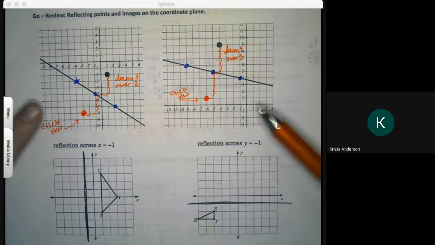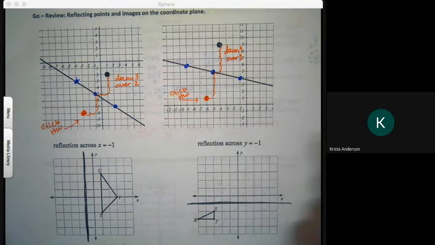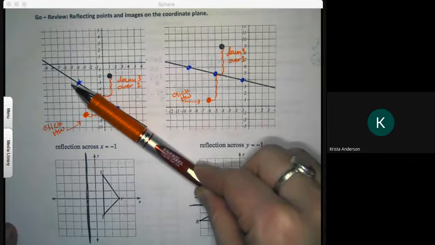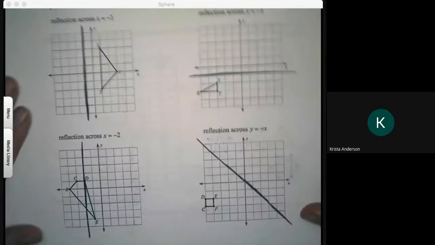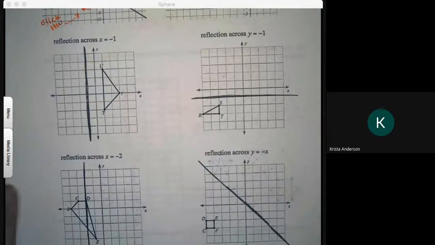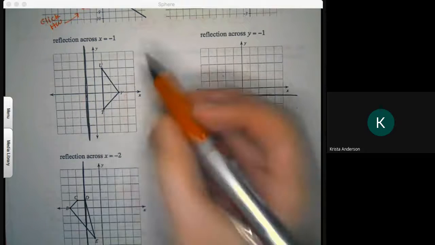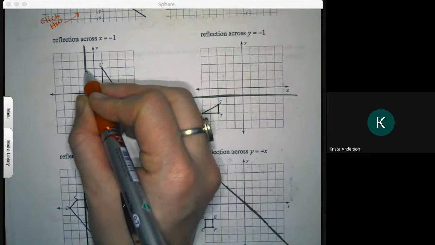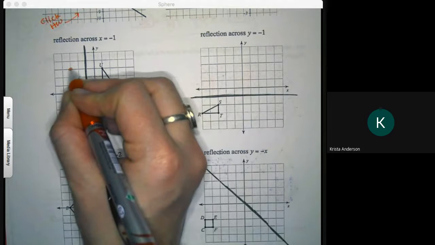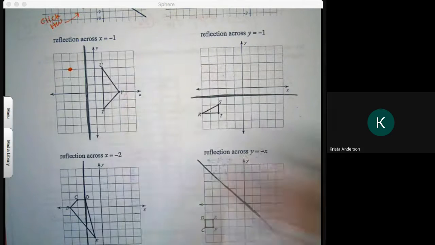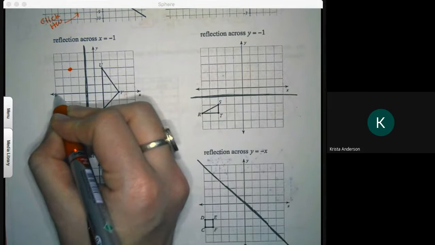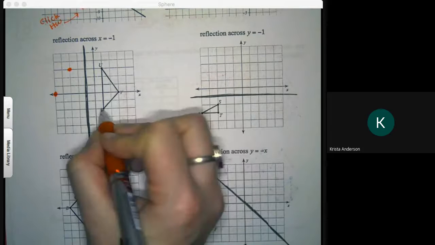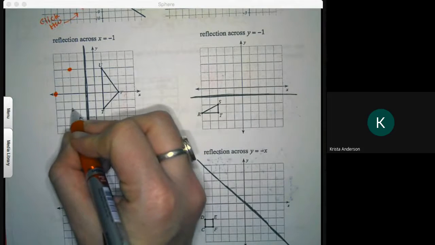These tend to be the most difficult ones when your lines of reflection are diagonals. They will be the most difficult. When they are vertical or horizontal, when you reflect, you just have to count how far to the line it is. So for the U, it's 2 to my line of reflection, so I would go 2 away and click. V is 1, 2, 3, 4 away. 1, 2, 3, 4, click. T, 2 away. 1, 2, click.